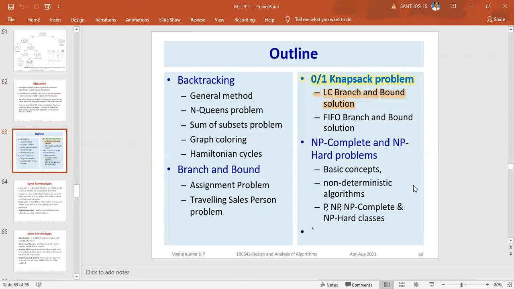Have you understood? So this is the main headline. In today's class, we have discussed the traveling salesman problem using branch and bound, as well as the 0/1 knapsack problem. Okay. So this is up to today's class. In the next class, we shall go with the LC branch and bound as well as the FIFO branch and bound solution.